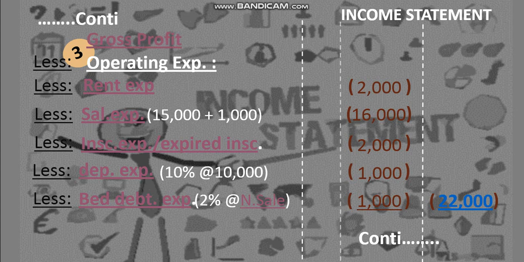Operating expense is subtracted from the gross profit, that is 11,000. When we subtract, we will get 11,000 in a bracket. It shows that it is minus 11,000, and minus means net loss.